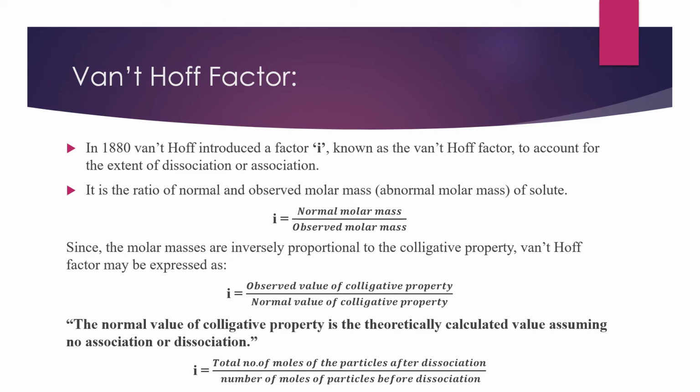It is the ratio of normal and observed molar masses of the solute. Observed molar mass means abnormal molar mass. When there is a disturbance in the molar mass, that molar mass is known as observed molar mass. So i will be equal to normal molar mass divided by observed molar mass.